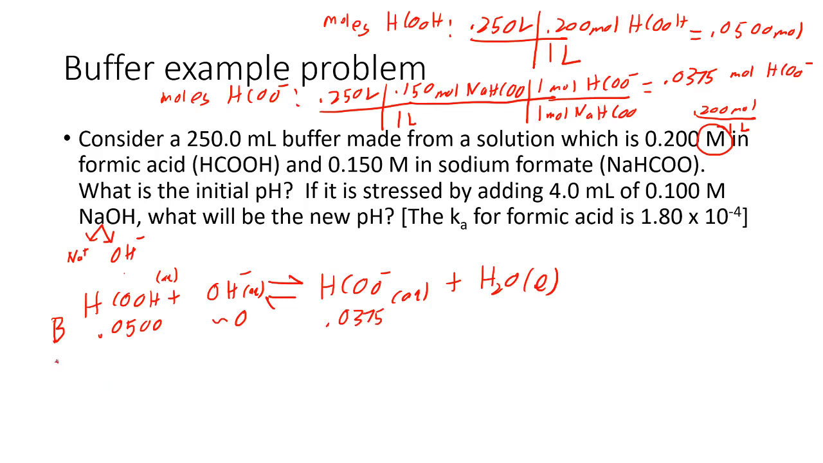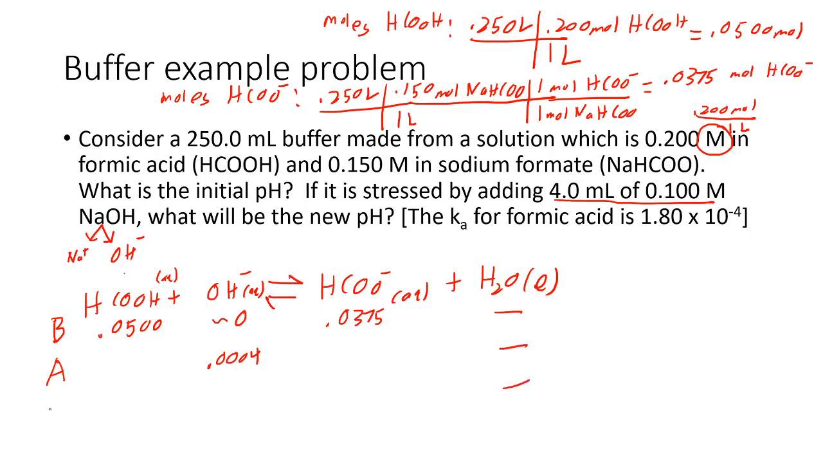Now, what we're going to add is we're specifically adding sodium hydroxide. So if you use this 4 milliliters of 0.100 molar, and you go through and do that, you'll find that you're adding 0.0004 moles, doing the same type of calculation I did for the first 2. And we're not worried about the water because it's a liquid. We're not going to worry about changing it.